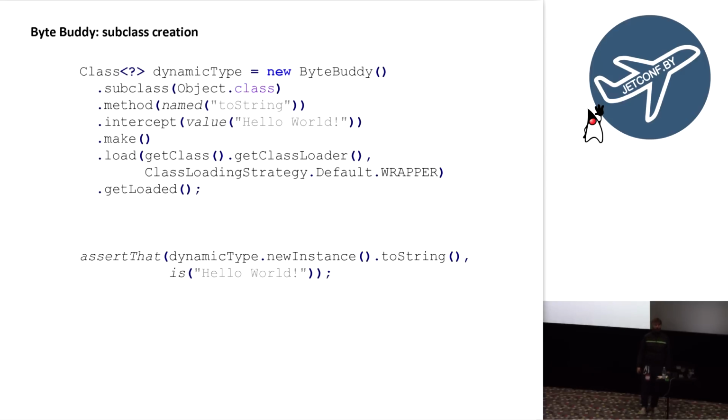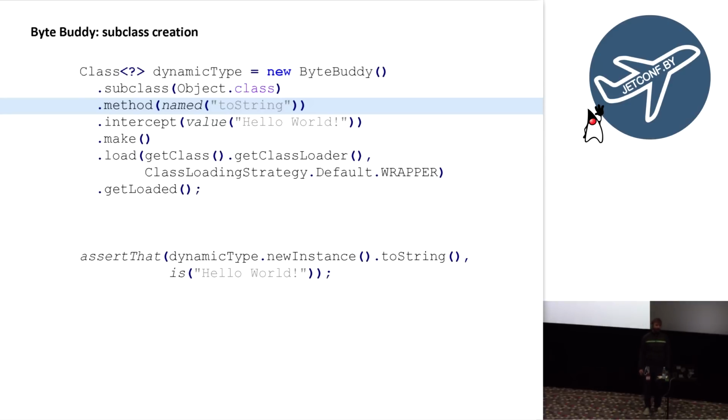But let's walk through it. We have an entry point, which is Byte Buddy instances, and then you can say, okay, I want a subclass of object here. So you know what that is: you do something extends object. In this case, Byte Buddy will choose a name for you, but you can also do that yourself. Okay.